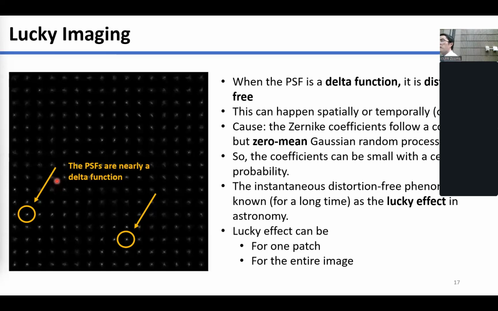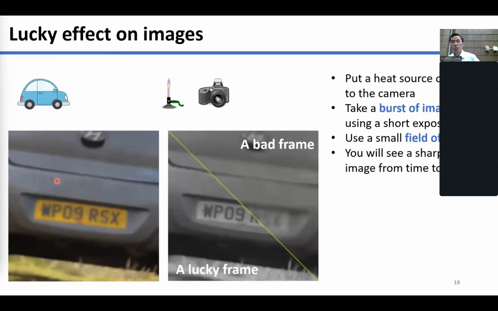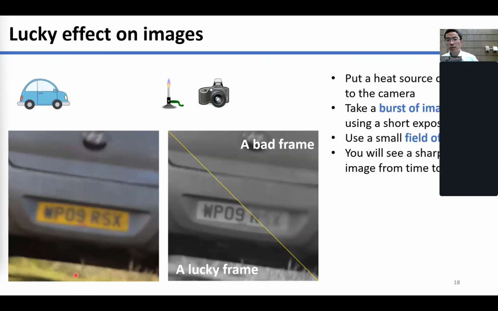Therefore, over a long period of time, the ensemble average, we take a long period of time, it will become zero. So the distortion will be centered at zero. So from time to time, you will hit that point. Now, do you observe a lucky effect? Yeah, you do observe lucky effect.